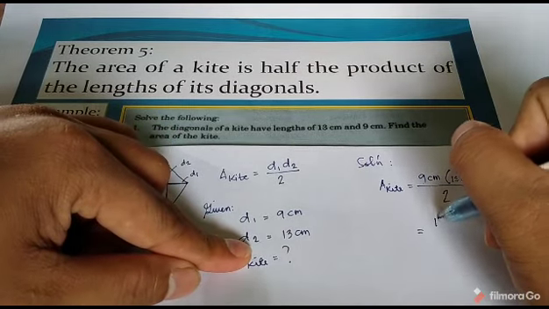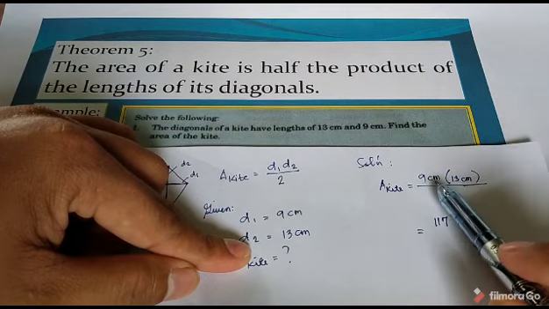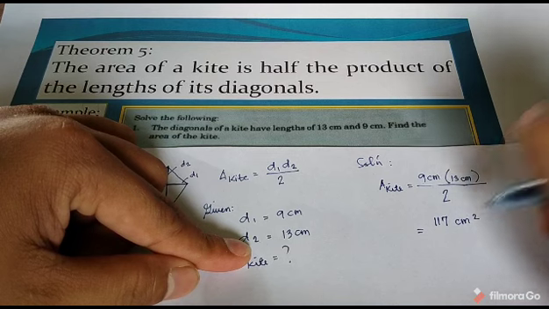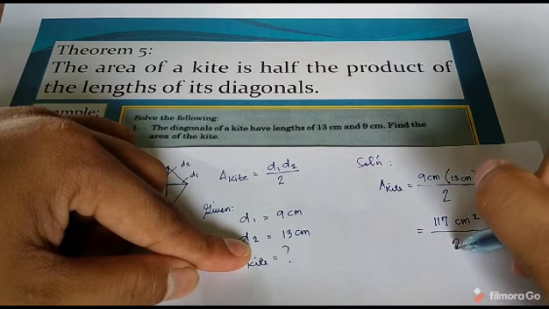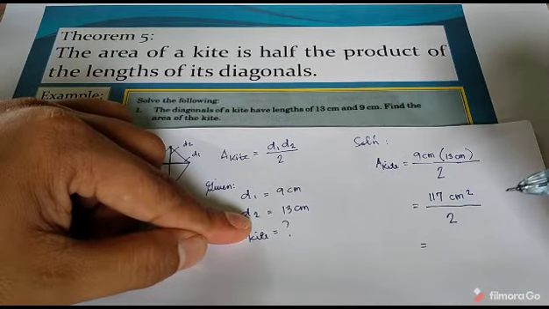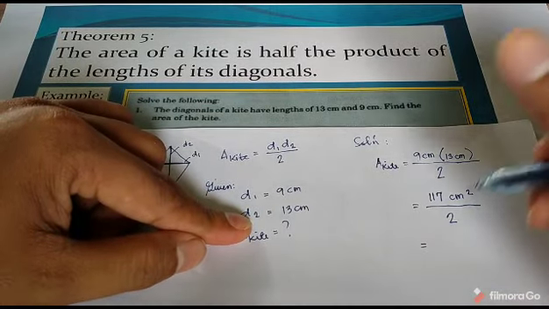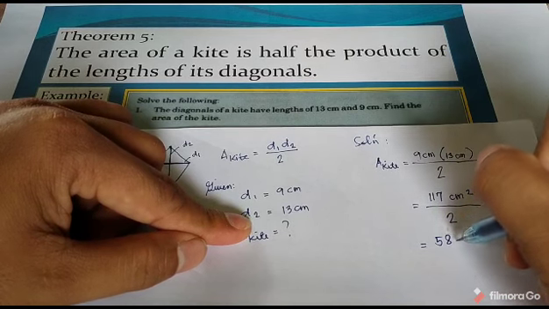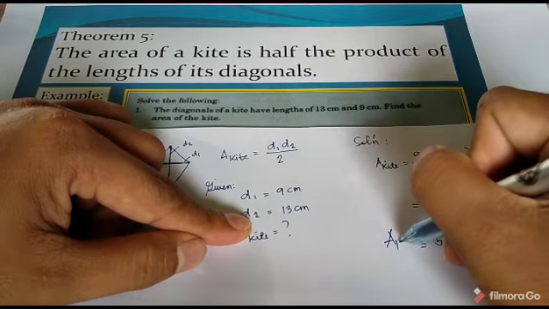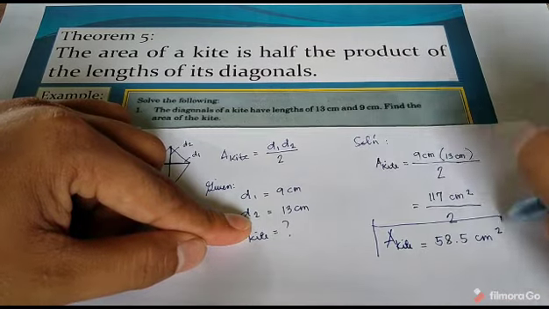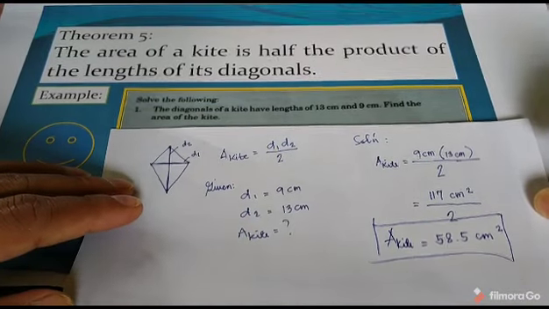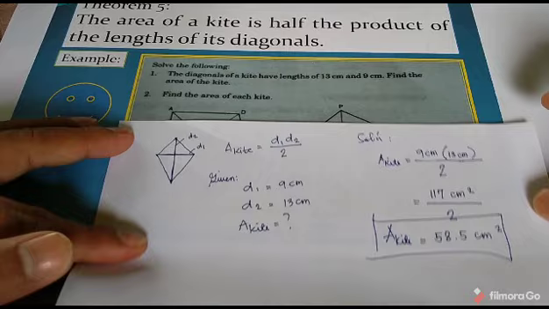Okay, simplify. So what is 9 times 13? So that will give you 117. Centimeter times centimeter will give you centimeter square over 2. So we can divide this by 2. You will have 117 divided by 2 will give you 58.5 centimeter square. And that would be then our area of the kite. Is that clear? Okay, so let's now proceed to problem number 2.